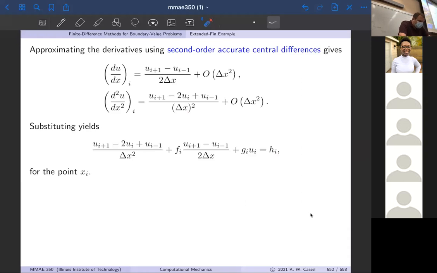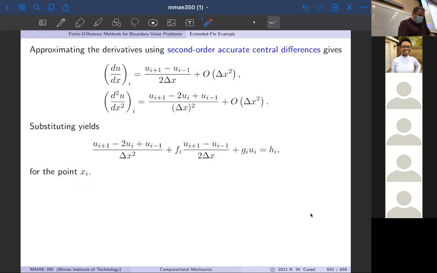Okay, so we're applying the equation at a generic x i, and i is going to be 2, 3, 4, 5, all the way to capital I. So we're going to have a whole bunch of these equations. That's my system of linear algebraic equations, as you'll see in a moment.